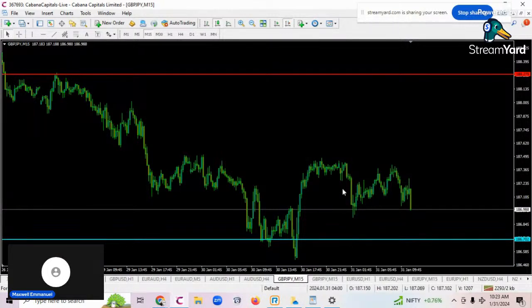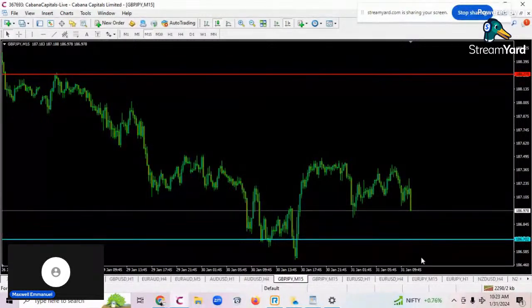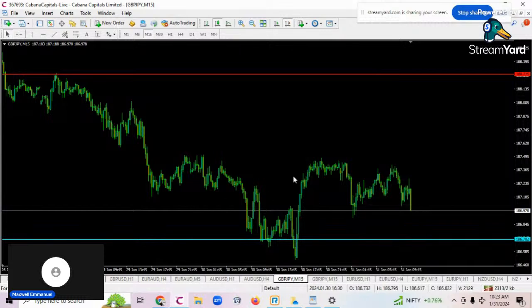So I'm bearish on GJ. Technically, I'm bearish. I'm bullish on GBP USD, bullish on Australian dollar USD, bearish on Euro Aussie, bullish on gold. Technically. I hope that is clear.